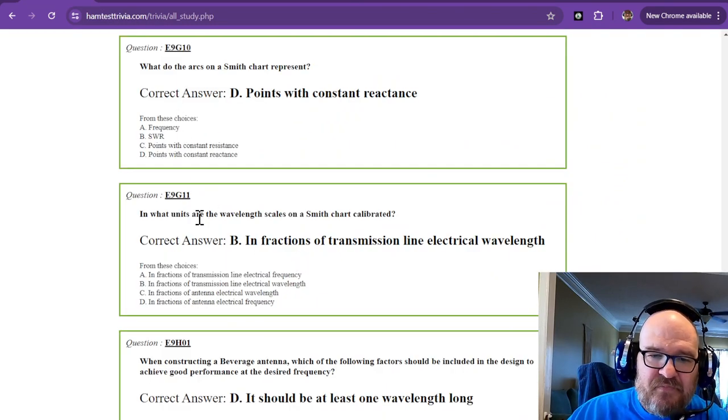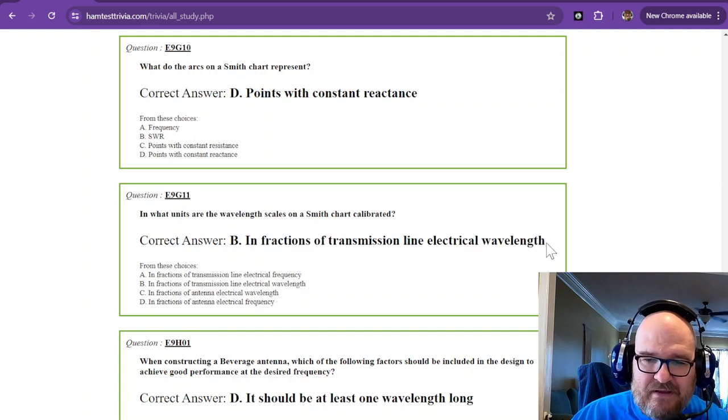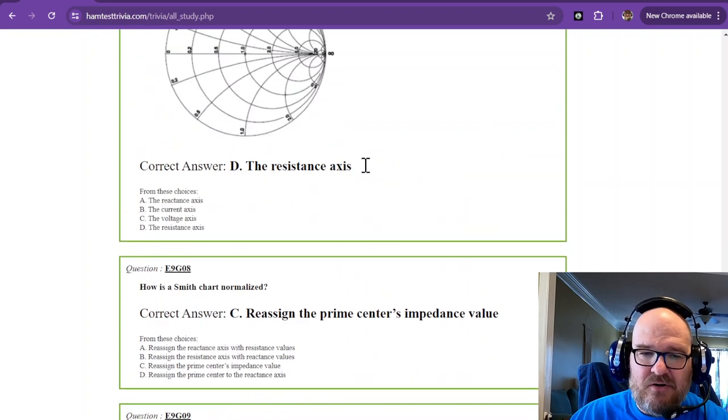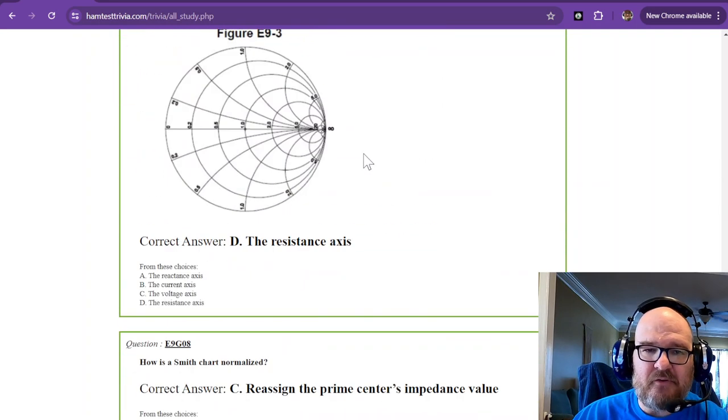Okay, so the scales are in fractions of transmission line electrical wavelength. And that was the last question on this particular section. Most of these are pretty relatable, and you should be able to remember those pretty easily.